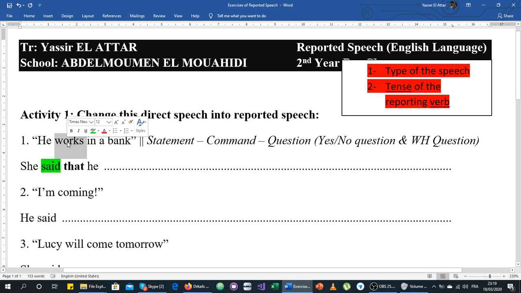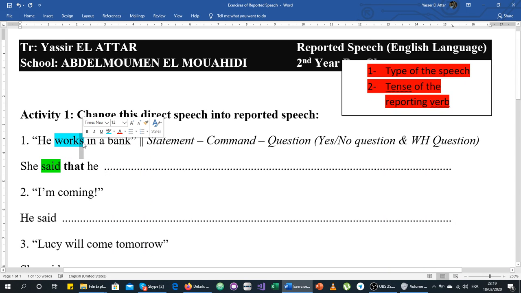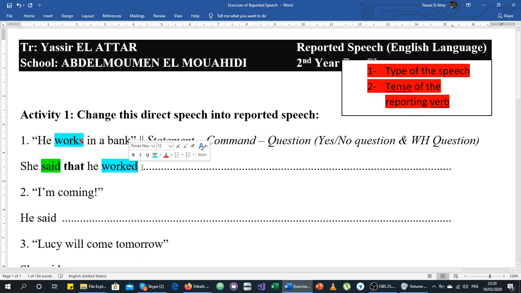Here we have works. In what tense is this one? It has an S, so the verb has an S, and we add S in the simple present. The simple present, as we have said, changes to the simple past. So the verb work, when we change it to the simple past, we add ed. It becomes worked. Then we continue the sentence as it is: in a bank.